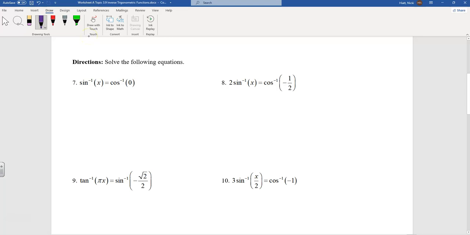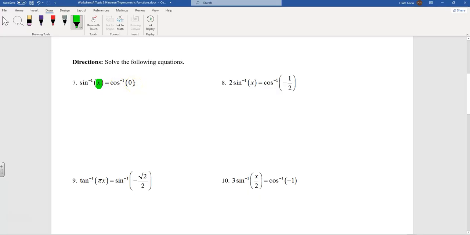All right, so in the notes, I've got sine inverse of x equals inverse cosine of 0. It's asking us to solve the equation. All right, so we're trying to get x by itself. The first thing I would like to do is figure out inverse cosine of 0.